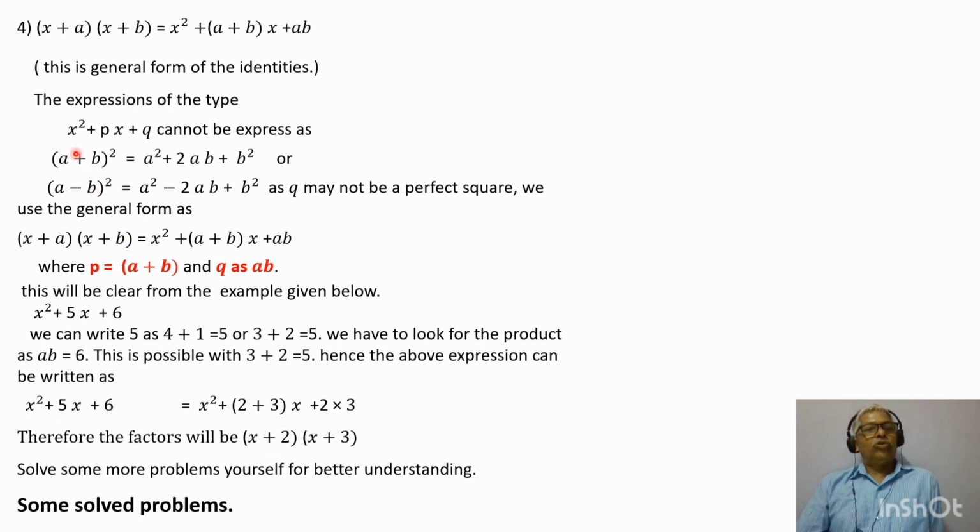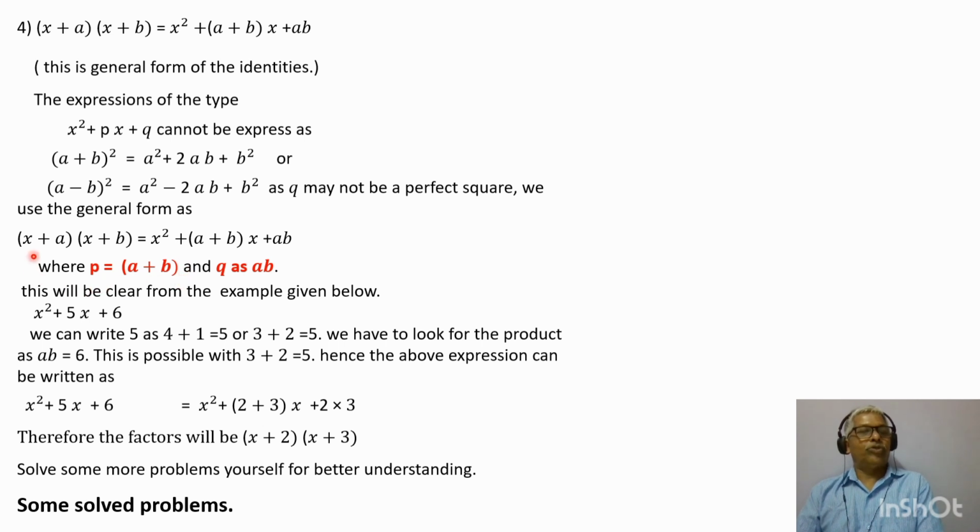So just see this: x square plus px plus q cannot be expressed as (a plus b) square, which is equal to a square plus 2ab plus b square, or (a minus b) square, which is equal to a square minus 2ab plus b square, because q may not be a perfect square. That may be one of the reasons. And if that is the case, then we use the general form, as this is the same as this.